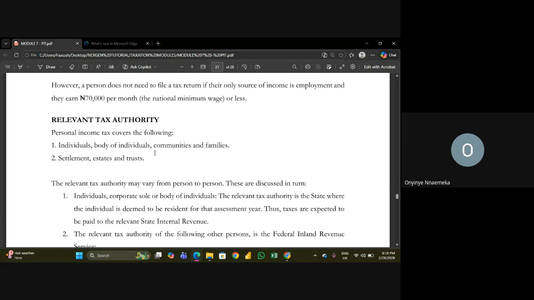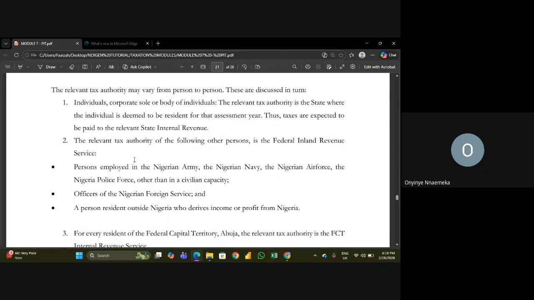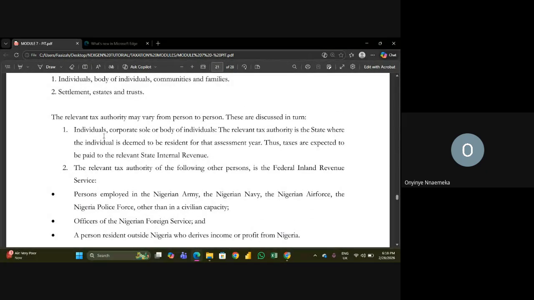Now, relevant tax authority. PIT covers individual, body of individuals, community of families, settlement, estate, and trust. Now, let's check: the tax authority is different for each, it depends on your own situation. They will know the tax authority that you are going to pay to. For an individual, corporate body or body of individuals, the tax authority is the state where the individual is deemed to be resident for that year. So your tax will be paid to the SIRS of that particular place that you are resident.